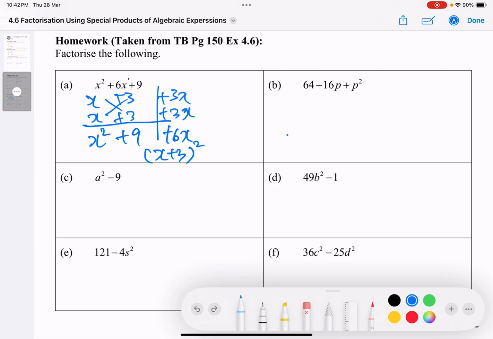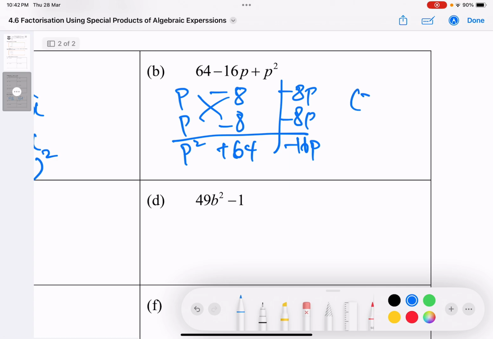Likewise for this, I can do my ladder method. Remember, the p squared goes here. The constant goes here. Then negative 16p. So the order, you must rearrange it correctly. Yeah? So here, I'm going to get p times p. 64 is just 8 times 8. So 8p, 8p. How do I get negative? Both must be negative over here. So my answer in this case is just p minus 8 squared.